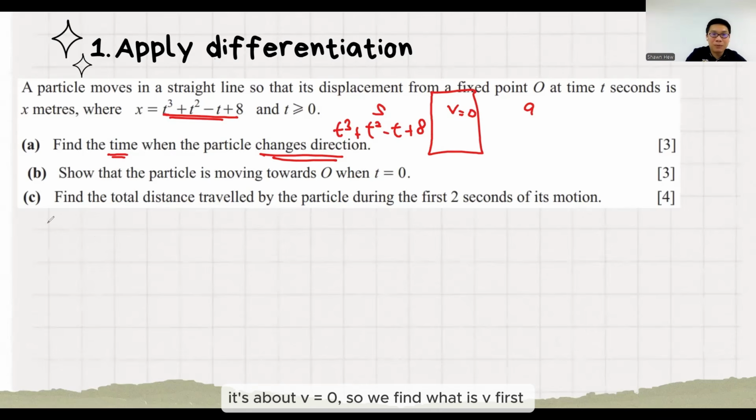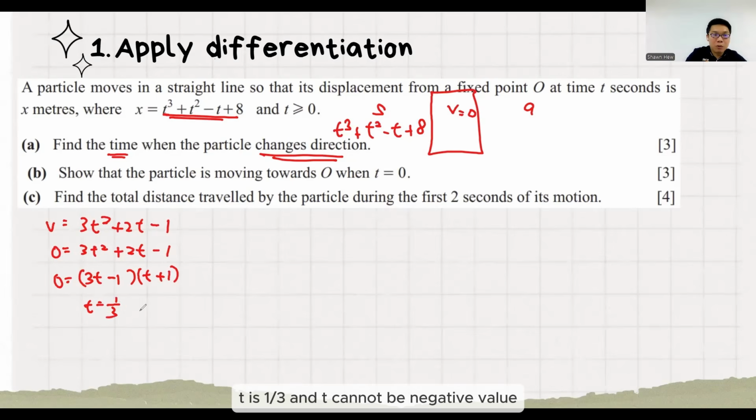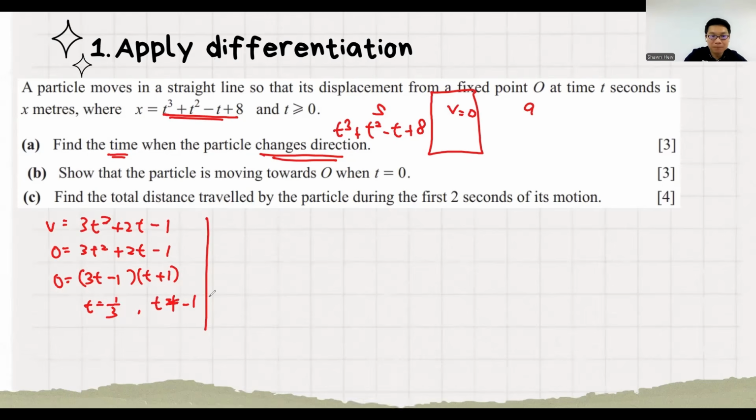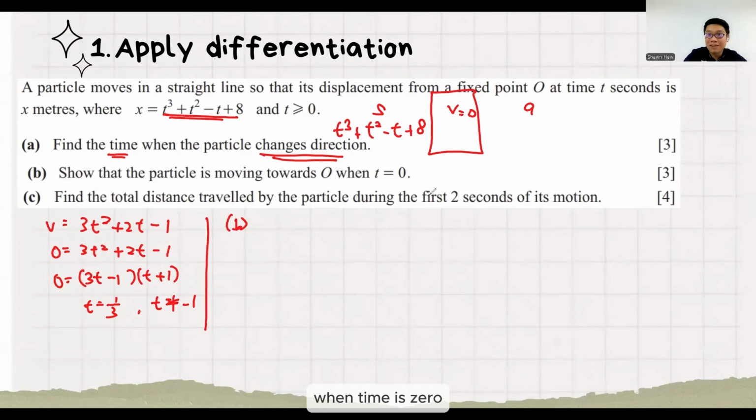So we find what is v first. Differentiation. v equals 0. t is 1/3, and t cannot be a negative value. Then part B. Show that the particle is moving toward the origin when time is 0.